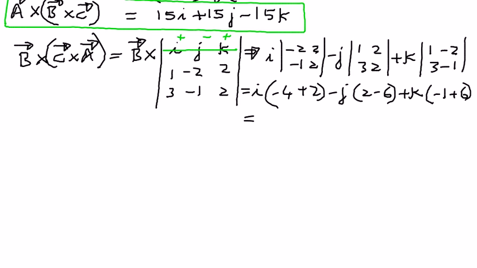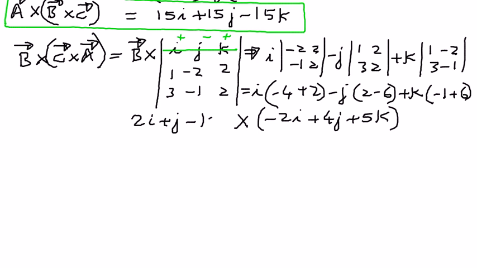So when we expand this, let me write it this way. Negative 4 plus 2 is negative 2i. 2 minus 6 is negative 4. Negative 4 times negative j is positive 4j. Negative 1 plus 6 is positive 5, therefore plus 5k. And we're going to take this, and then we're going to find the cross product with b, which is 2i plus j minus k.